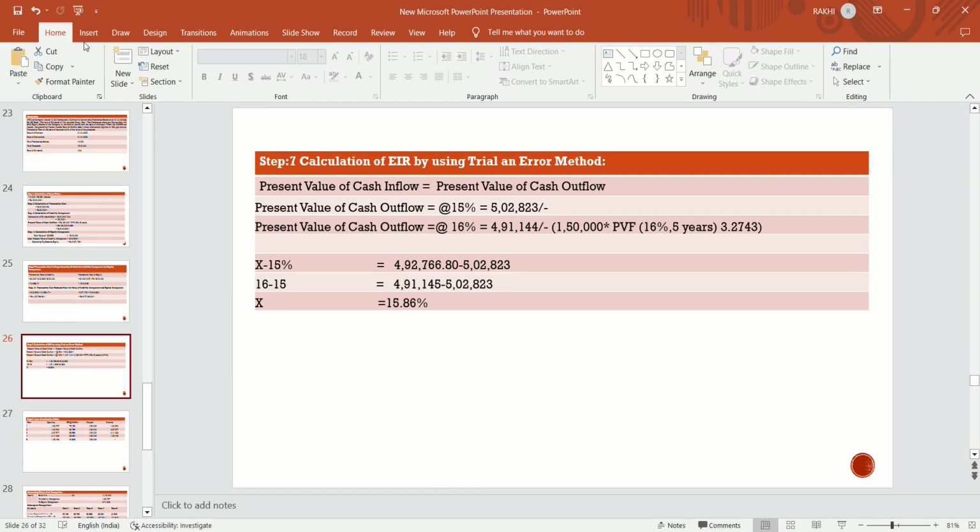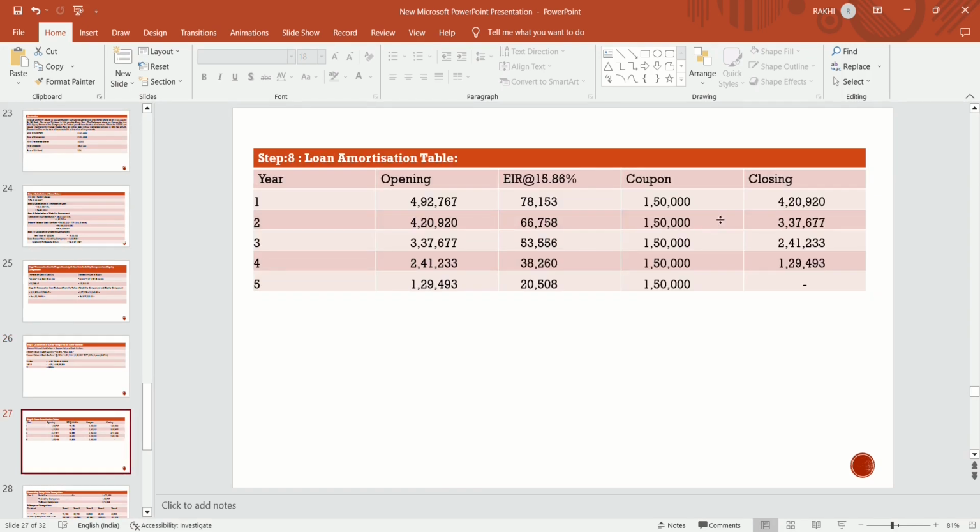Now you prepare the amortization table. You have to prepare the loan amortization table, year 1, 2, 3, 4, 5, where the opening balance for interest component becomes 492,767 and the effective interest rate at 15.86%, which becomes 78,153. Coupon is 1,50,000. Closing balance becomes 429.20. 429.20 is the opening balance for the next year. Effective interest rate is 15.86.